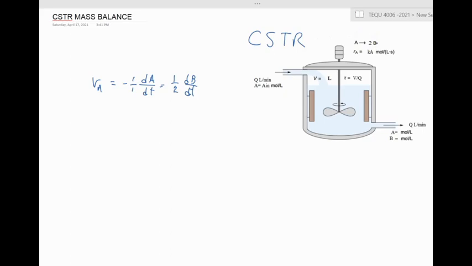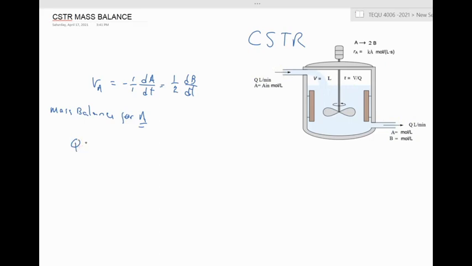Now that we clarified that, we can start work on the general mass balance. Let's start a mass balance for component A. What we have is the flow in. Remember, this flow and this flow are the same. Sometimes you can name this Q1 and this Q2, but if we want to have a constant volume, at the end of the day this flow and this flow must be the same, so I can call it Q.